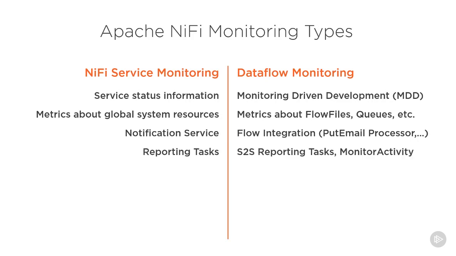And finally, how to actually capture system or data flow related logging information. This happens mainly with the help of reporting tasks, which get configured just like controller services. You can find reporting tasks that are specifically designed to interact with other services, such as publishing metrics from NiFi to the Apache Ambari service or Datadog. But there are also reporting tasks that just capture logging information as well.